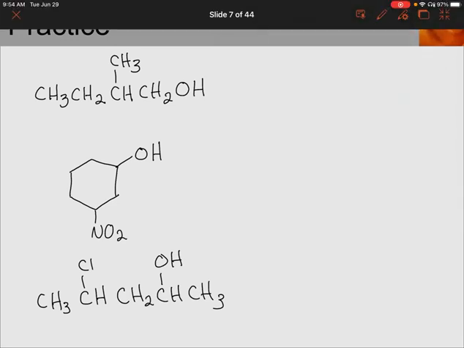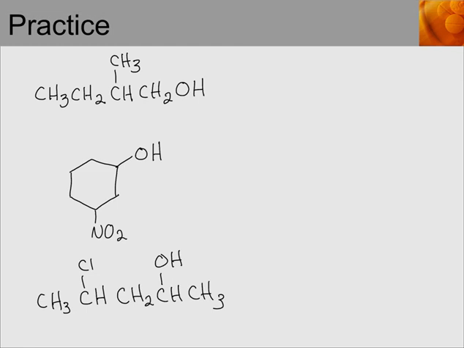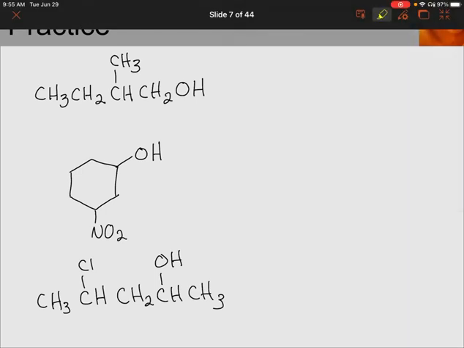Okay, so let's start with the first one. So we want to figure out our longest carbon chain. So actually, let me highlight the longest chain. So it looks like our longest chain has 1, 2, 3, 4 carbons in it. And then the OH group is just on the very end. So we want to make sure to number this so that the OH group has the lowest number possible. So I'm going to number from right to left. Okay, so that means the OH group is on carbon 1.